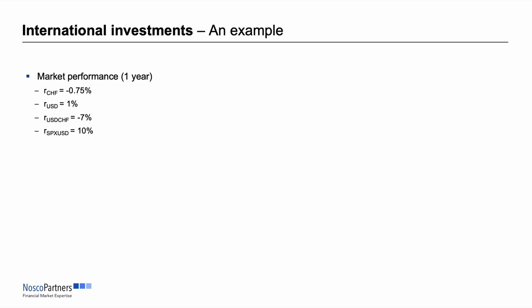First, foreign investments. Here we just do an example. Let's assume we have a 1 year period, and over this 1 year period, the Swiss franc interest rates are minus 75 basis points, the US dollar interest rate is 1%, the US dollar weakens against the Swiss franc by 7%, and the S&P 500 had a total return of 10%.